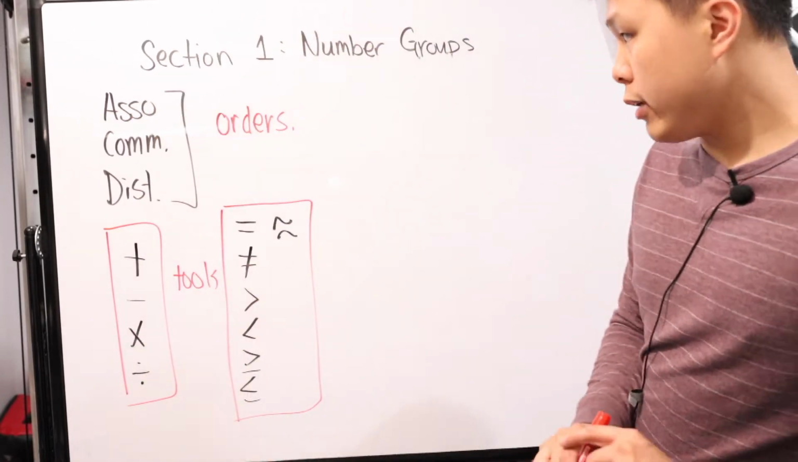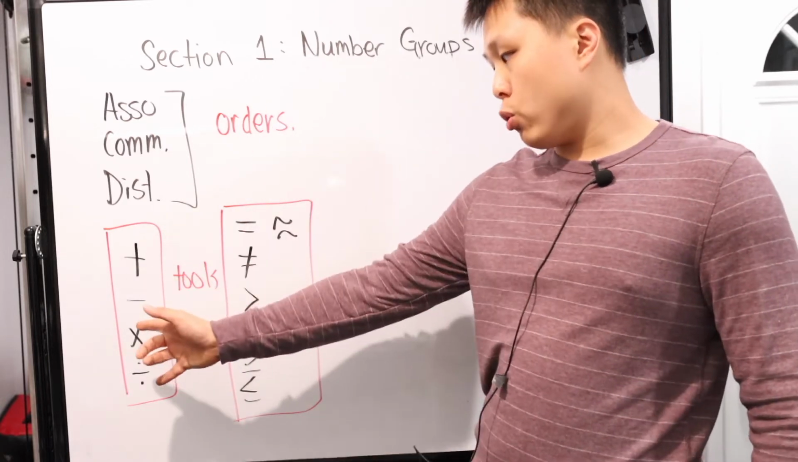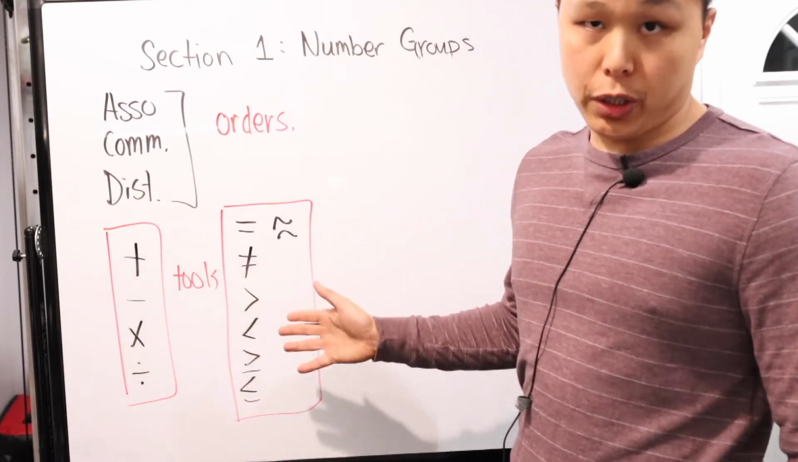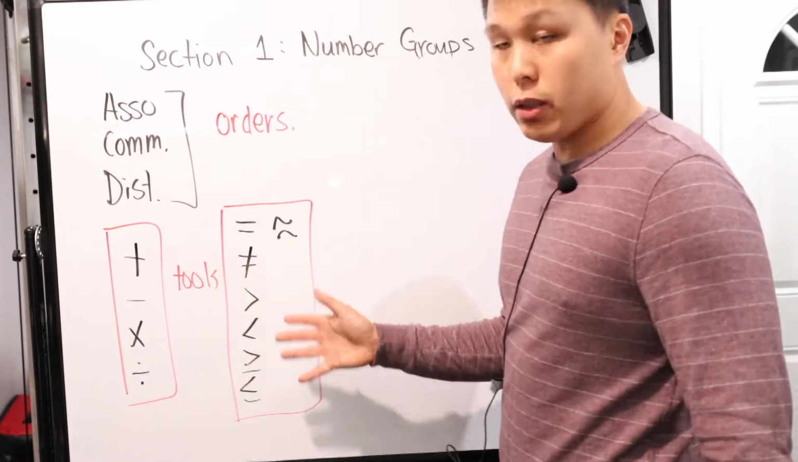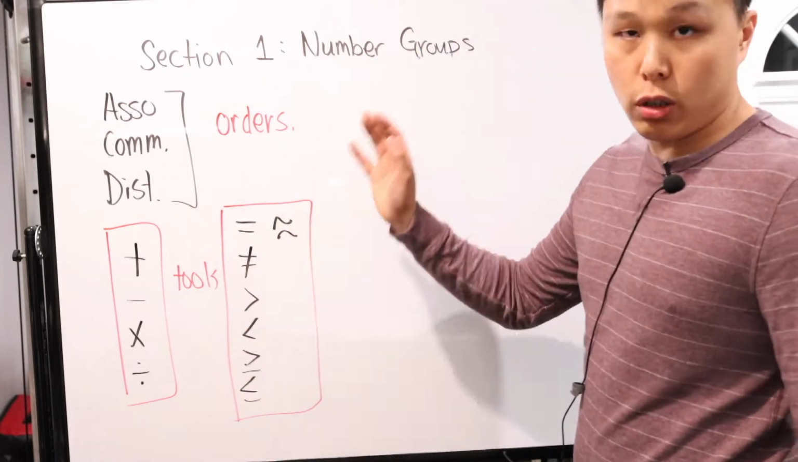Cool. Okay, so there it is. Working with numbers, we have our orders, then we have our tools, right? We're either operating on them or we're just comparing them to each other, right? It's something as simple as, is 5 equal or not equal to 3? And then you can say yes, no, whatsoever.